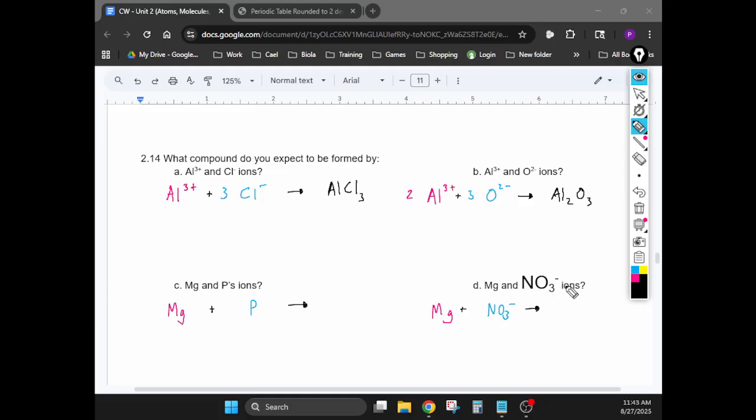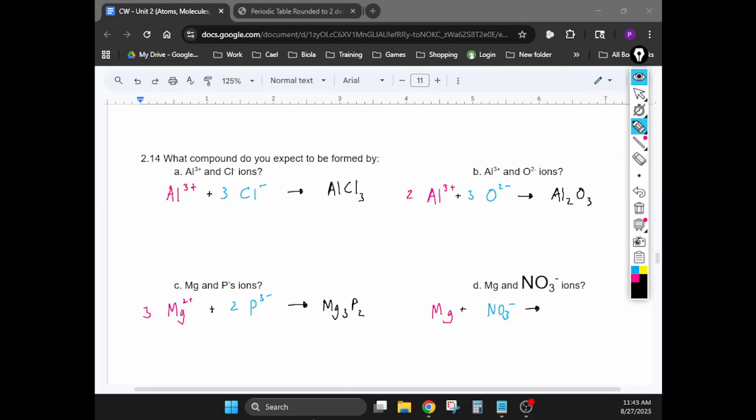Okay. For C, I had you guys look up the most common ions. Mg should have been +2, and then P should have been 3-. So you're going to need 2 phosphorus and 3 Mg, kind of the opposite of B. And so you're going to have a formula of Mg3P2.